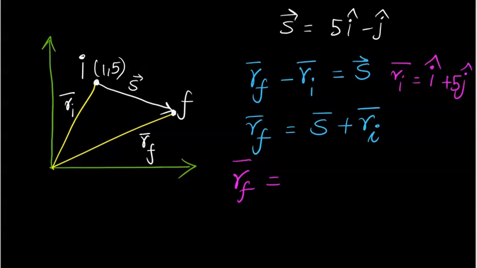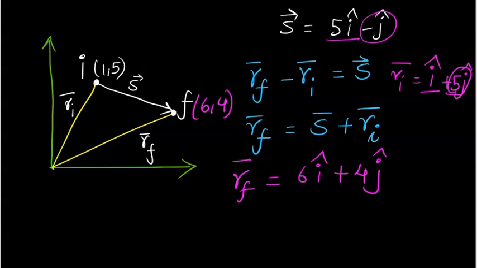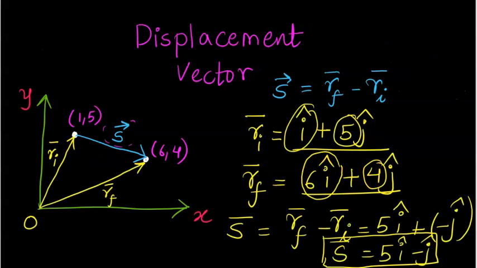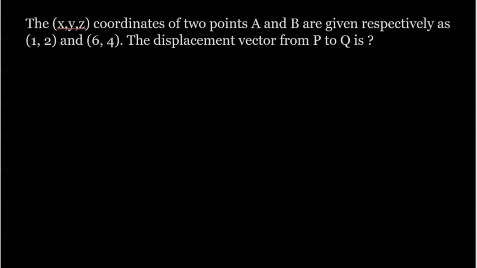So this becomes 5 and 1 should be added. So component wise addition is there, 6 i cap, plus component wise addition is there, 5 and minus 1. If I add, we will get 4. So this is 6, 4. So here these coordinates are 6, 4. So as you can see in our previous case, these were the coordinates 6, 4 of the final position. So now let's look at 2 more questions based on this.